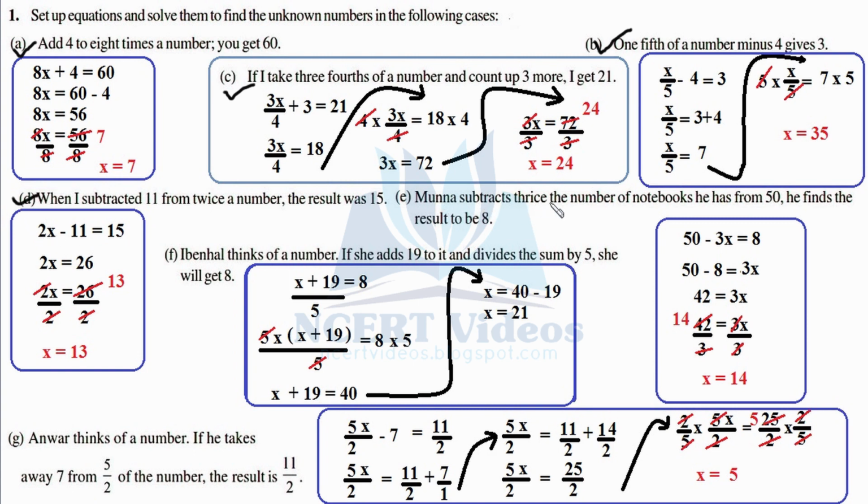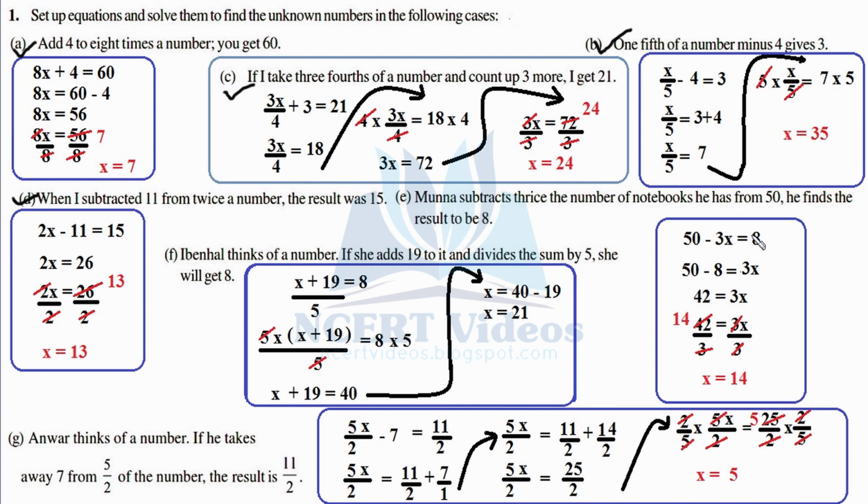E part. Munna subtracts thrice the number of notebooks he has from 50. So what does it mean? He has from 50. That is total number of books he has is 50. Therefore we took 50 as total books, and what he subtracted from that? Thrice the number of notebooks. So thrice the number of notebooks as x, because we don't know how many books he subtracted. He finds the result to be 8. So therefore left notebooks is 8.